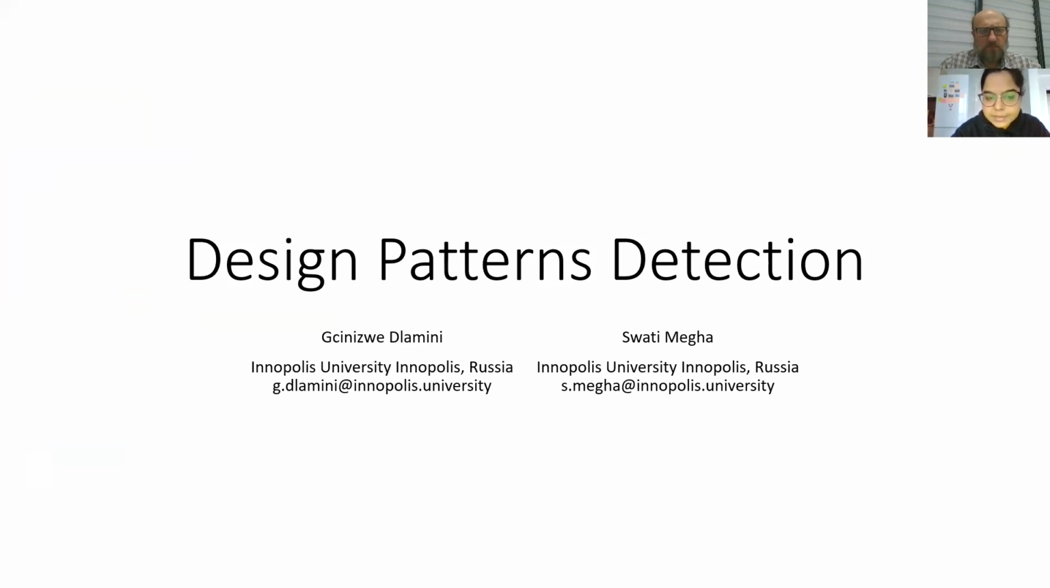Okay, so the paper name is still in construction because we are not sure how to name it, but for now it is design patterns detection. And I have a co-author, his name is Ginizwa, and the second author is me. Ginizwa is kind of the expert in machine learning models, so he is the first author of this paper, and I am mostly towards design patterns and how the detection works and which metrics should be used to detect.